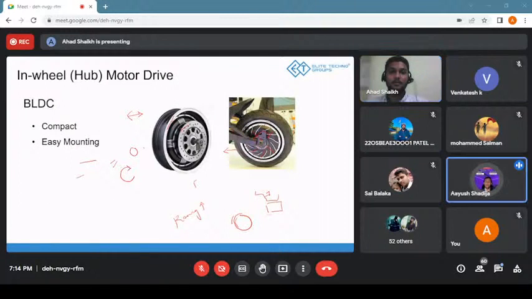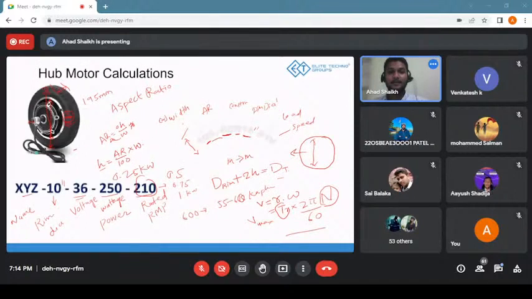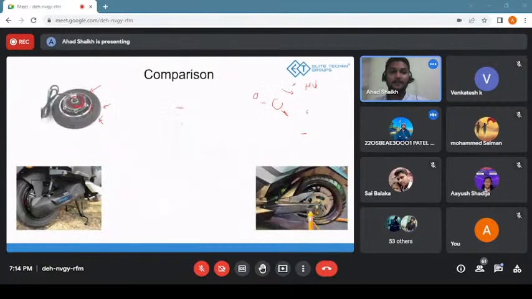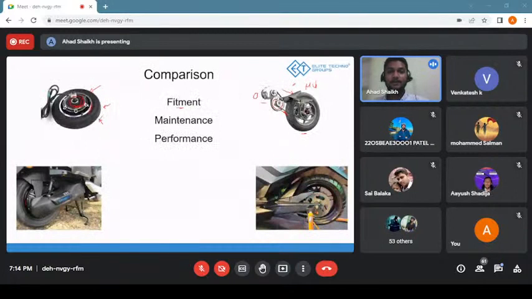But wouldn't this hub motor add to the heat generation in the tires? Yeah, definitely. It surely adds to the heat. That's why these motors can't be run at very high RPMs, because there are limitations of heat and all. Okay. Yeah. So we were at the performance point.